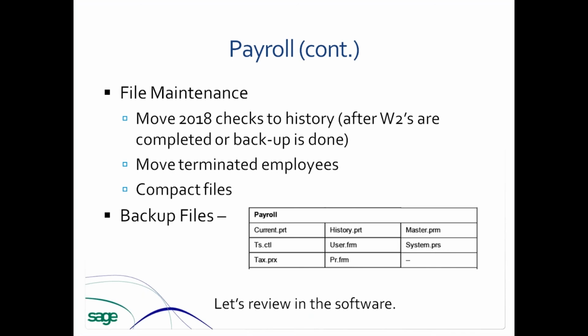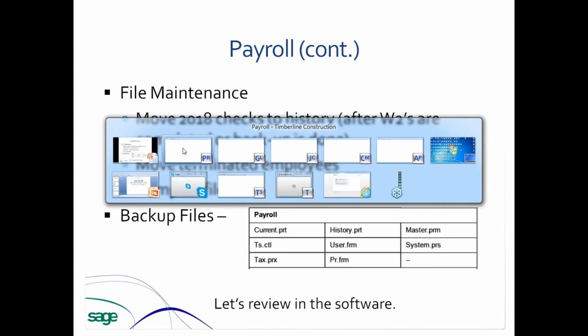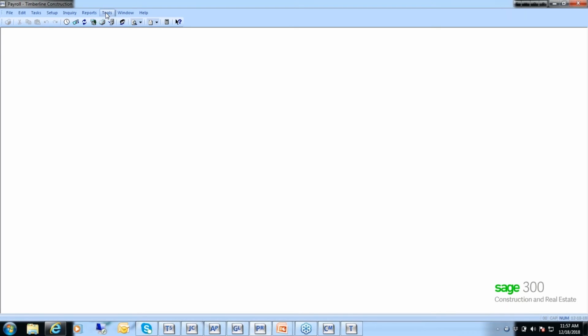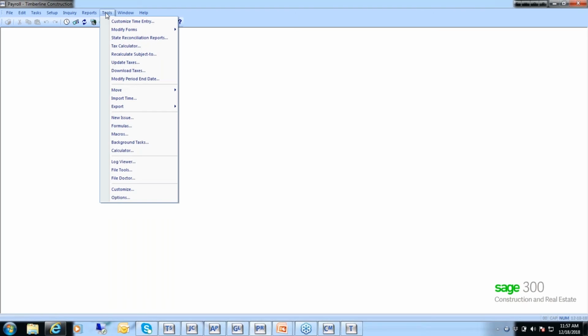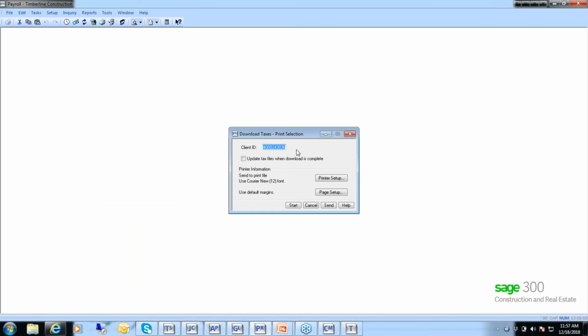Now, I'm going to go back into payroll for just one more second here. The option for taxes, under Tools, there's a drop down here, and there's an option to download taxes. And when you get to this screen, there's an option to update automatically when the download is complete.